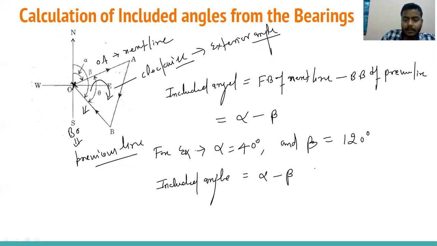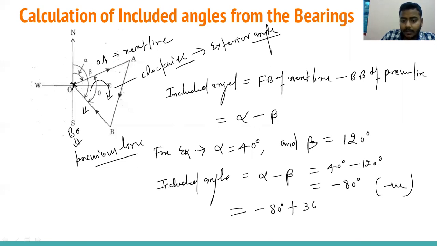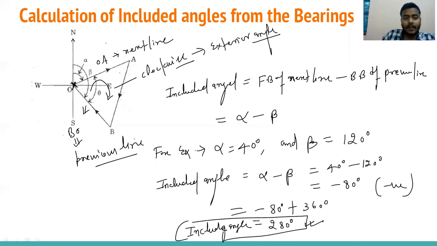Alpha minus beta: forward bearing of next line minus back bearing of previous line. So 40 degrees minus 120 degrees, we are getting minus 80 degrees. Once this value is negative, we will add 360 degrees. What are we getting? 280 degrees. So we are getting the included angle, that is 280 degrees.